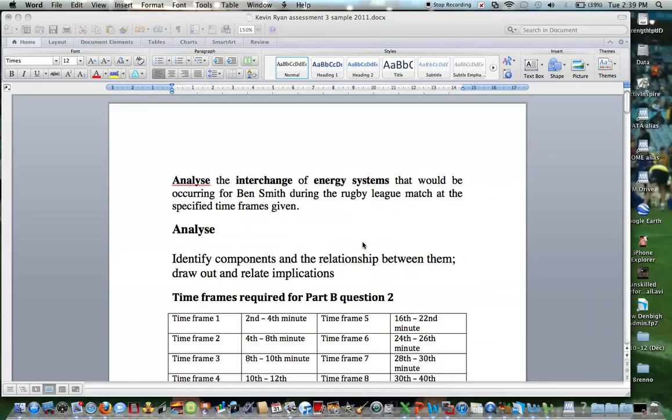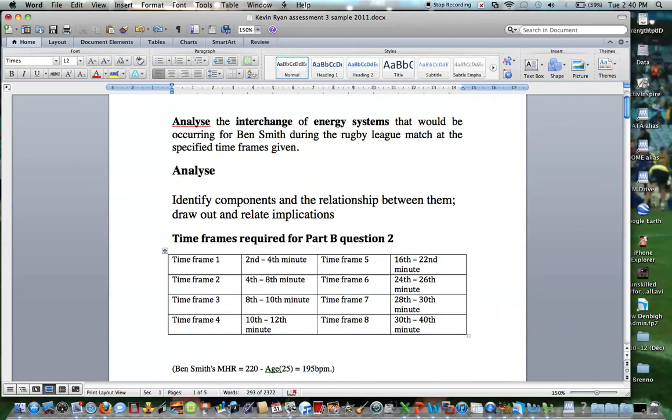The second part of the assessment was to analyse the interchange of energy systems that would be occurring for Ben Smith during the rugby league match at the specified time frames. If we look at analyse here, what does analyse mean? It means identify the components and the relationship between them. So the components we've got to identify is the energy system that's being involved. What's the relationship between them? Being how does it change from one energy system to the next based on percentages, heart rate, the amount of movement occurring, intensity of performance, all those things. That's the relationship between them.